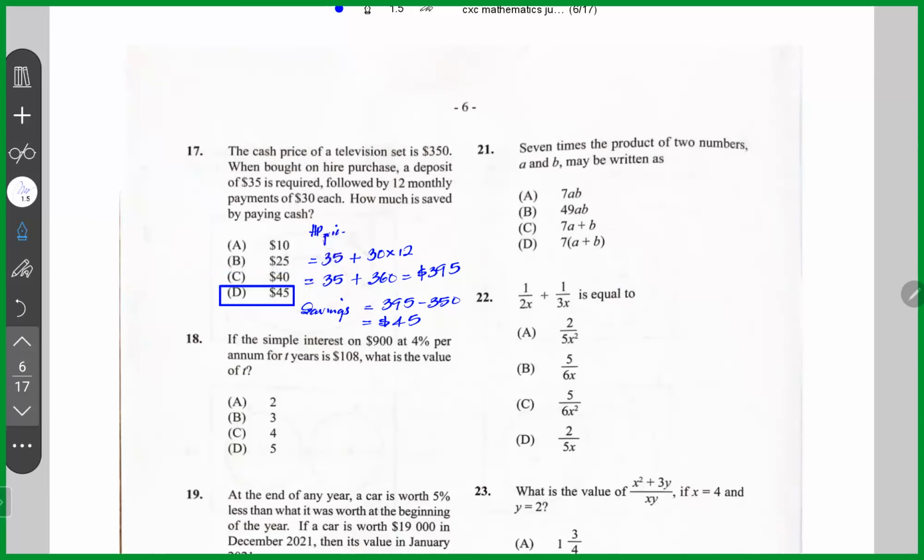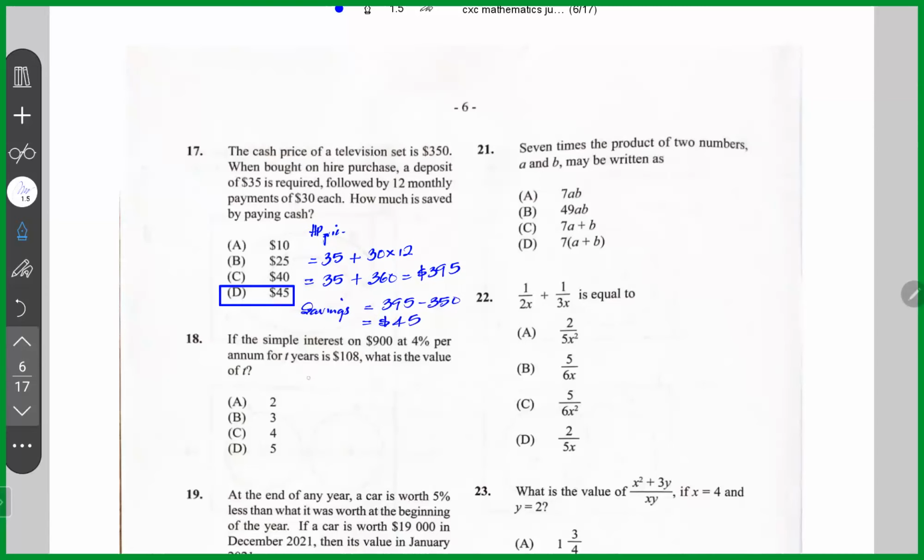All right, question 18 says, if the simple interest on $900, so the $900 is the principal, at 4% per annum for T years is $108. So $108 is the interest. What is the value of T?